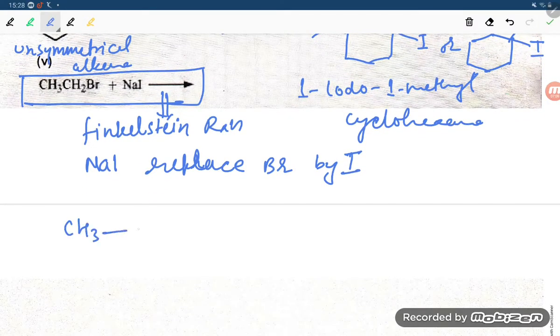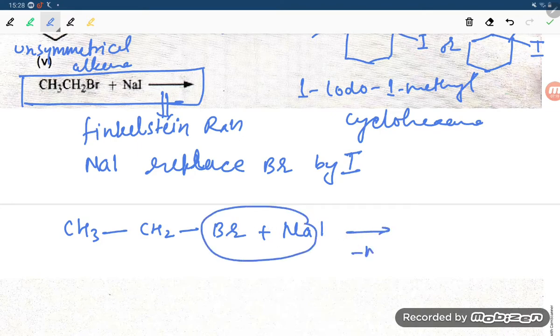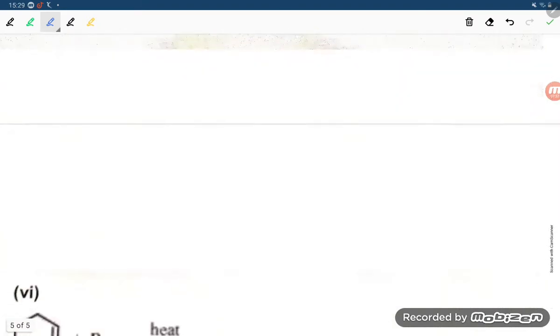We have CH3CH2Br, and if you are treating with NaI, what will it form? NaBr is getting out, minus NaBr, and here it will give CH3CH2I. This reaction always takes place in dry acetone. That also you keep in mind, student. Dry acetone.